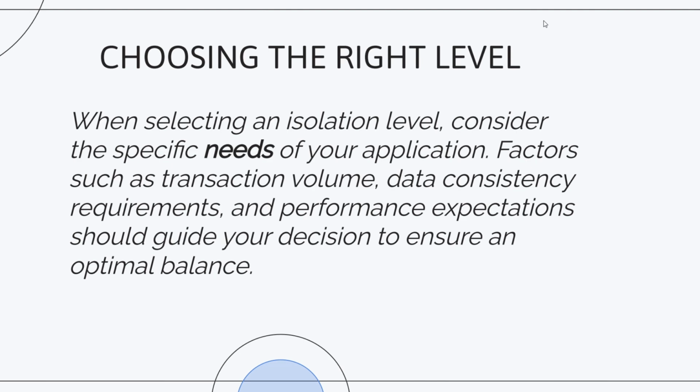Here we'll see choosing the right level. When selecting an isolation level, consider the specific needs of your application. Factors such as transaction volume, data consistency requirements, and performance expectations should guide your decision to ensure an optimal balance. If we are making an application, this simply tells us the right way and which level to use for our particular application, so our application won't violate any rules.